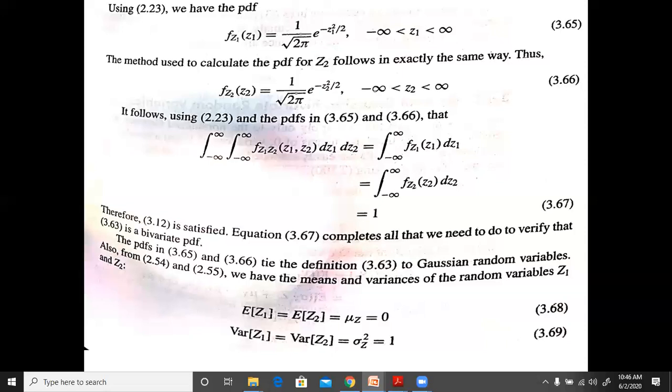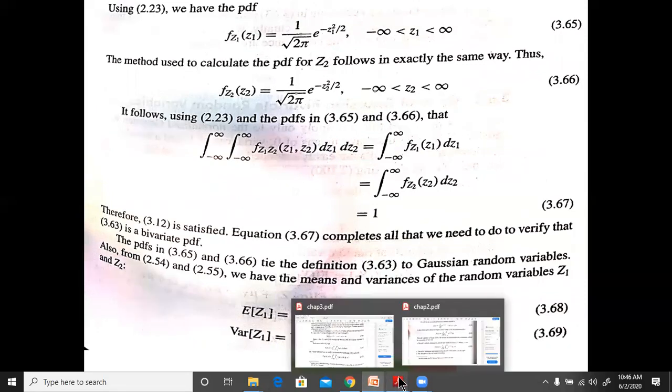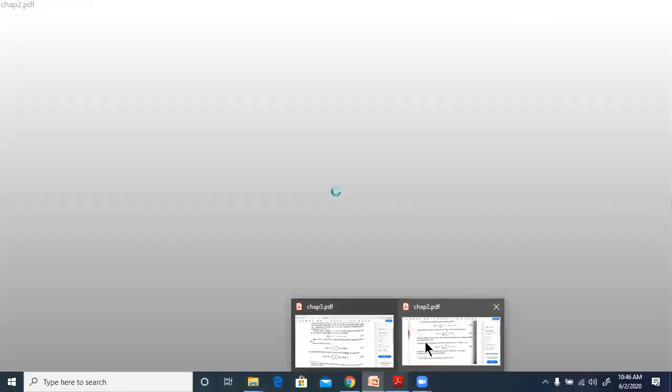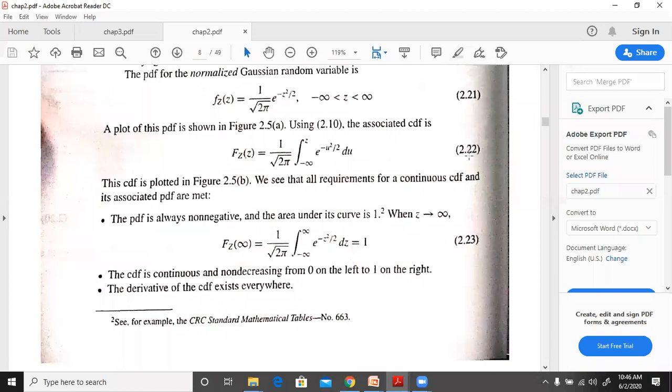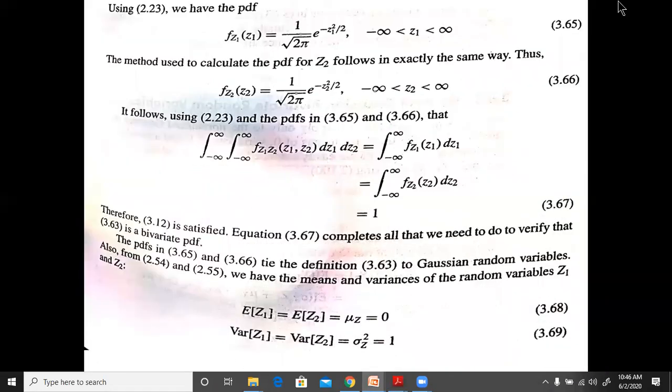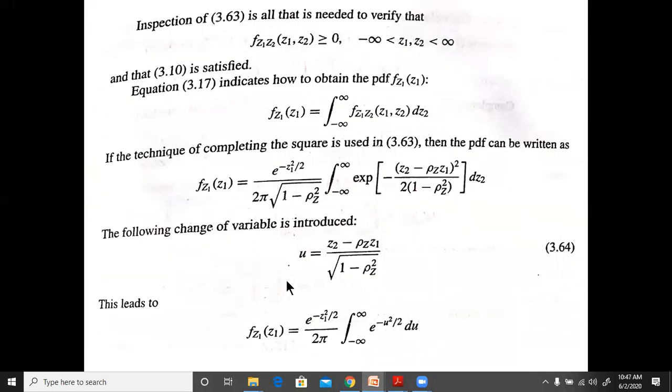Now, from this, that is from 2.23, let us see what is 2.23. So 2.23 is this, f of z of infinity is equal to this, right? So looking at that and the PDFs 3.65 and 3.66, we will get this quantity is equal to integral of f of z1 (z1). That means we have already written here.